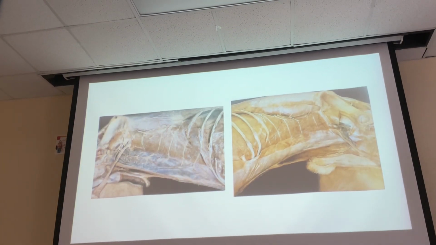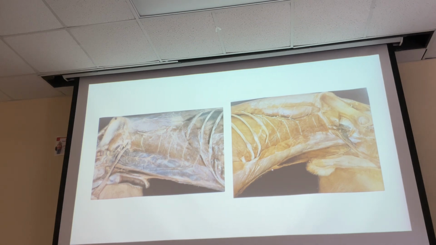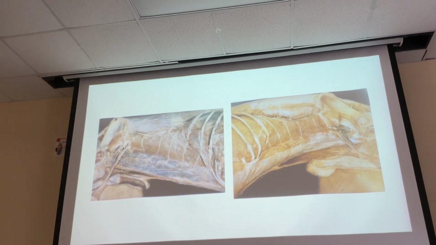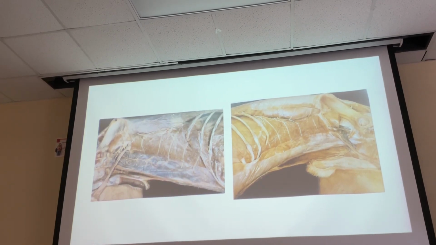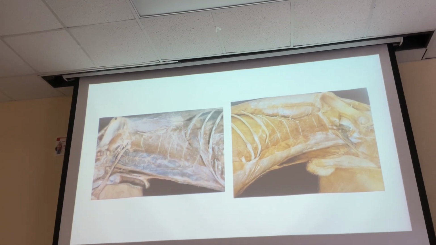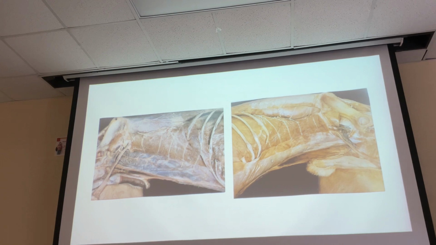Again. What is this here? No, this. Rectus abdominis. Rectus abdominis muscle. What is this here? External lamina of rectus sheath.